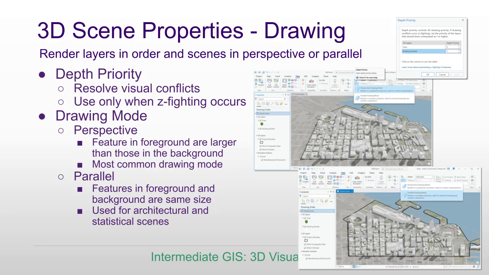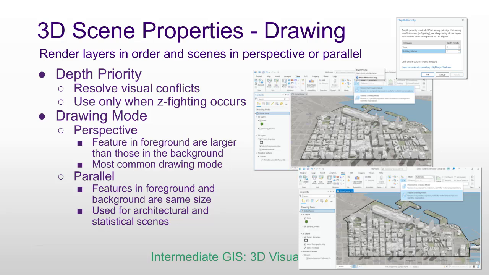And you can see in the upper right-hand corner, I've set the depth priority for trees, contours, and building models, with trees being the highest priority, building models being second, and contours being third. And so this will resolve any Z-fighting or the flickering that occurs in your scene when these features occupy the same location. We can also set the drawing mode as perspective or parallel.